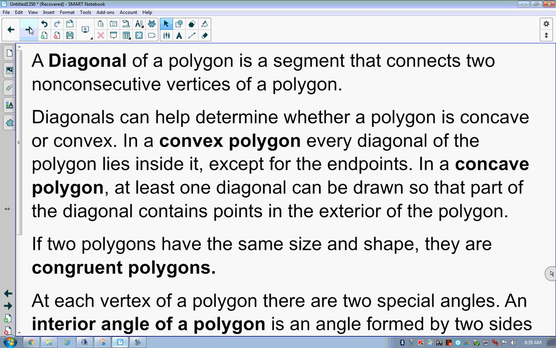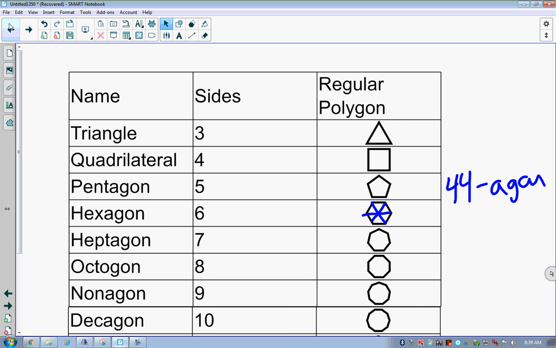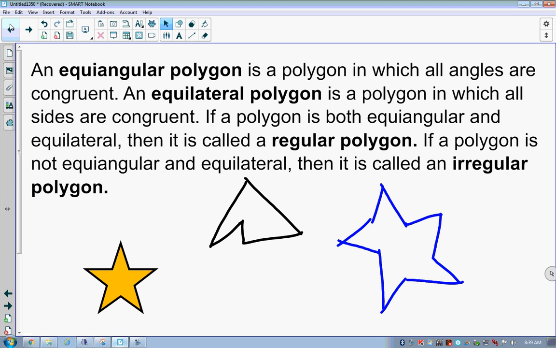Diagonals can help determine whether a polygon is concave or convex. In a convex polygon, every diagonal of the polygon is inside of it. Just like whenever we look at this little picture we drew over here, where I have my diagonals, all those diagonals are inside that polygon. Okay, but if I go back to an earlier picture, you'll notice that if I go from this point to this vertex over here, now I have a diagonal that is outside the polygon.